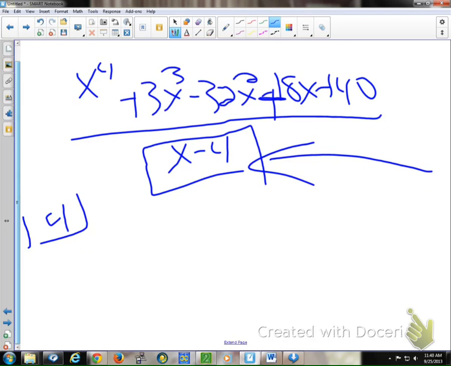All right. The opposite of that number goes in the box. So instead of negative 4, it's positive 4. If it was x plus 2, what would be in that box? Negative 2. And all of our coefficients go on the top row.